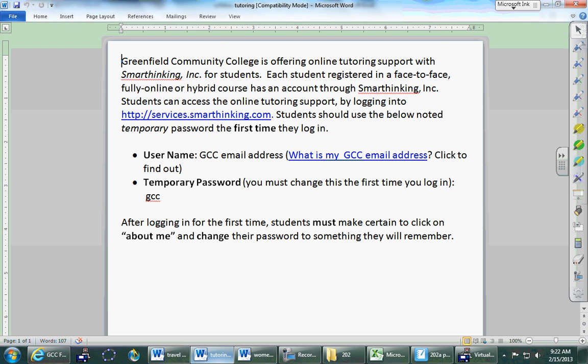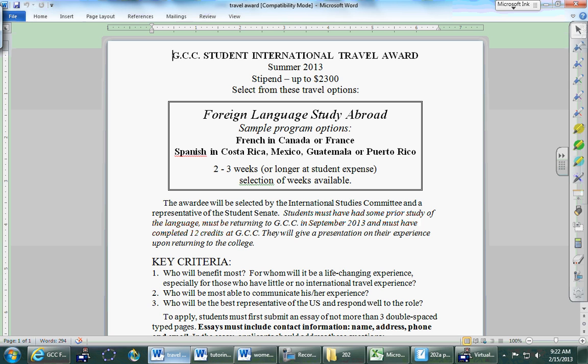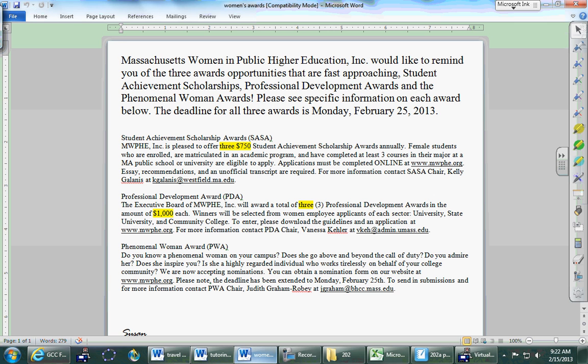Okay, next. There is some money available to GCC students, and I'm hoping you guys get it. First one is an International Travel Award where you can learn a foreign language by studying abroad. There's an application process. If you have any interest in this, see me right after class. Or email me and I can send you this document with all of the information. All right, this is a summer travel abroad program. Next, there are some scholarships available to women in public higher education. Lots of details. We're not going through them right now, but I have highlighted the important things. That's the dollar amounts, $750. Down here is $1,000. If you are a woman in public higher education, which some of you are, see me right after class or email me and I will send you this document.